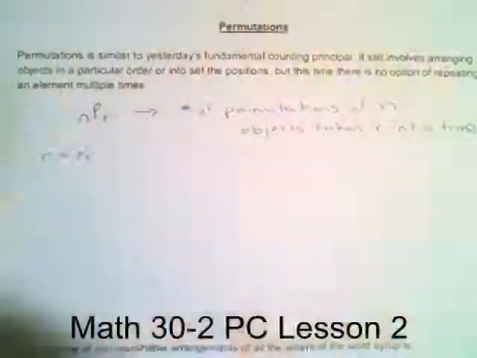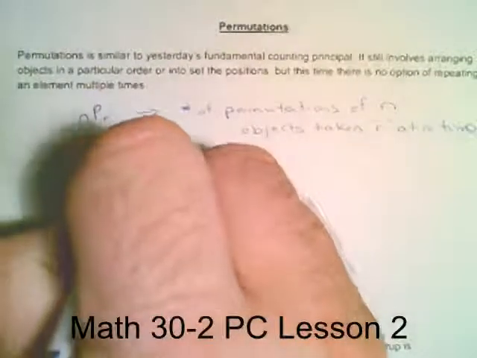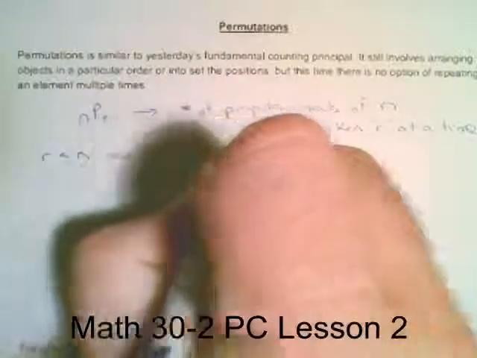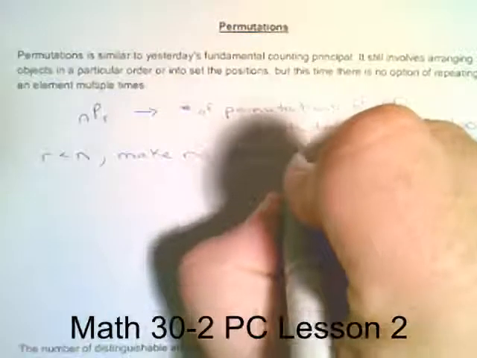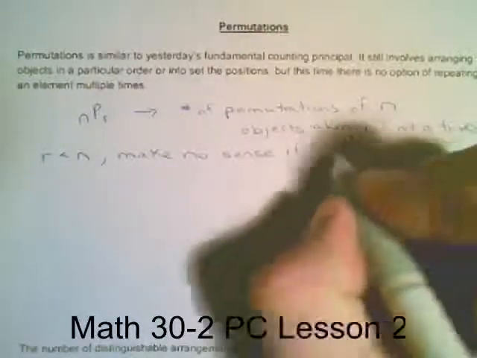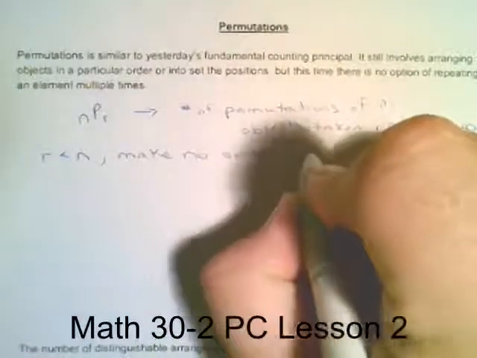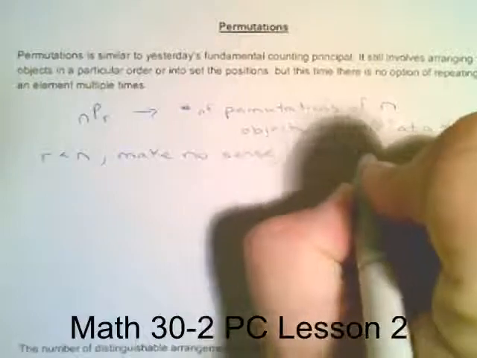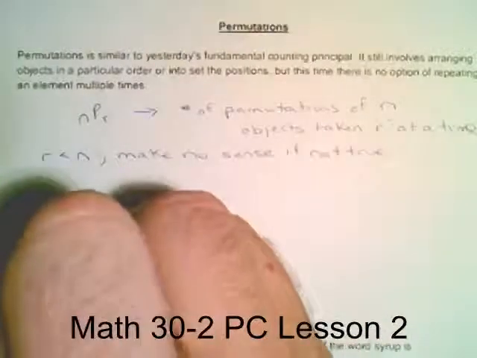Now obviously r has got to be less than n, otherwise this makes no sense. Think about it: if you've got 10 pencils and you want to take 12 of those 10 pencils and arrange them, well, you can't do that. So r has to be less than n. The number you're selecting has to be less than however many you have.